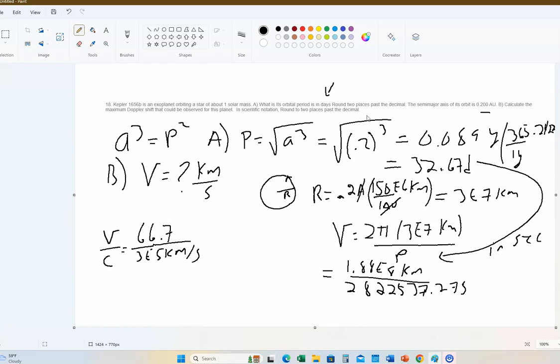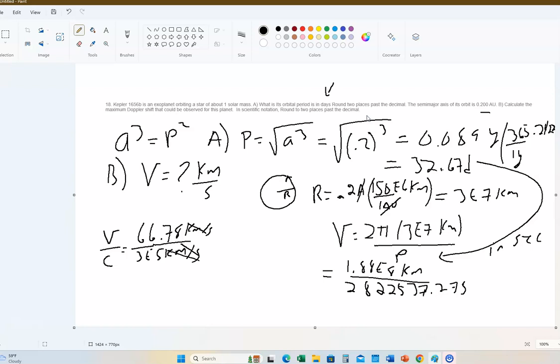So the velocity, as this thing is going around its star, turns out to be about 66.78 kilometers per second. And so the kilometers per second go away. You take the 66.78 roughly, or the unrounded version of that, and divide it by the speed of light in kilometers per second, so divided by 3 times 10 to the 5th.